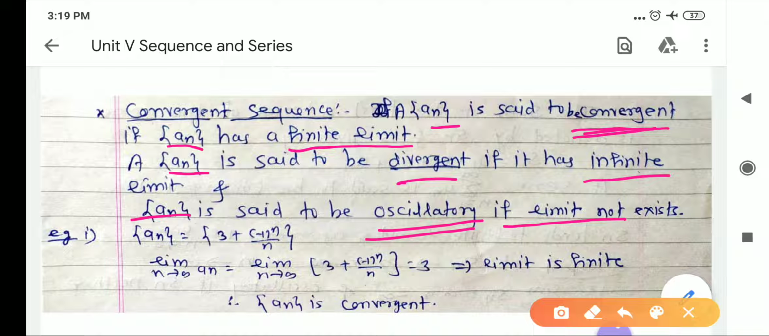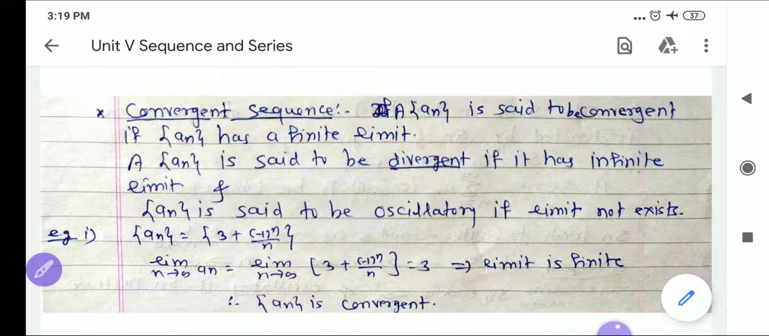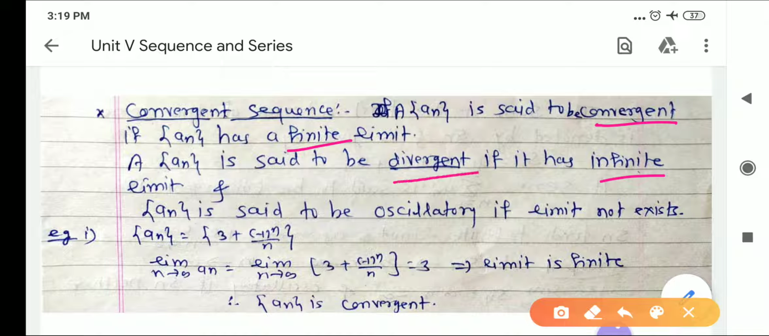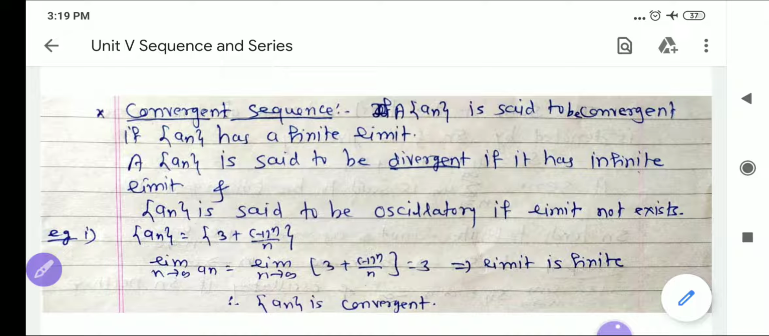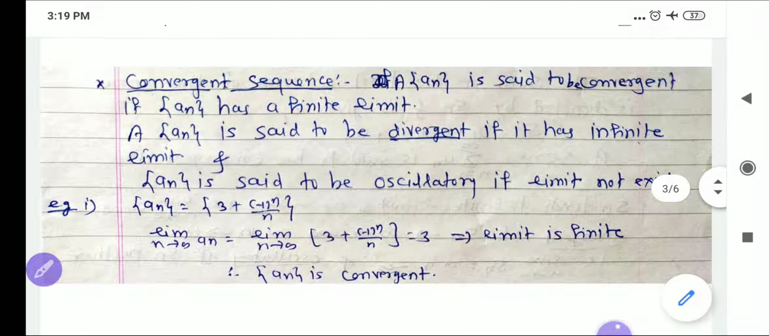So what is meant by convergent sequence? If the limit of a sequence is finite, then the sequence is called convergent. If the limit of a sequence is infinite, then the sequence is called divergent, and if the limit does not exist, then that sequence is called oscillatory. So, if the limit exists, one theorem is there: if the limit exists then it is unique.